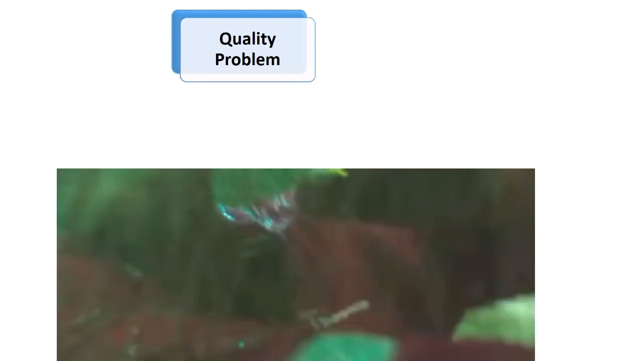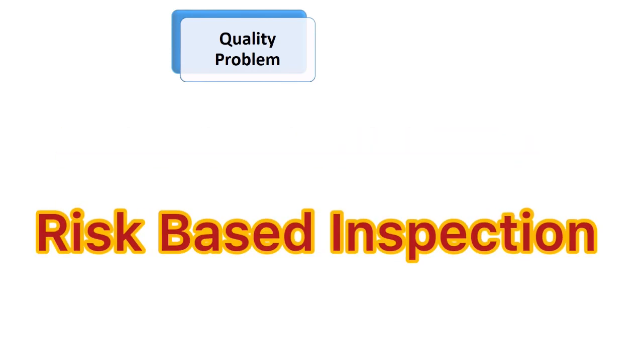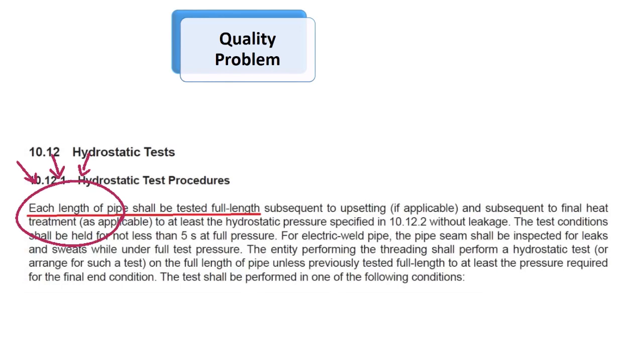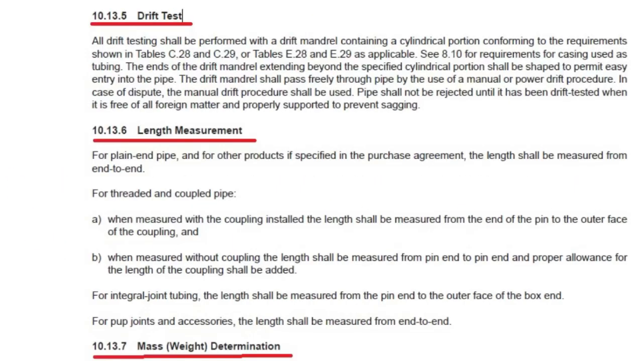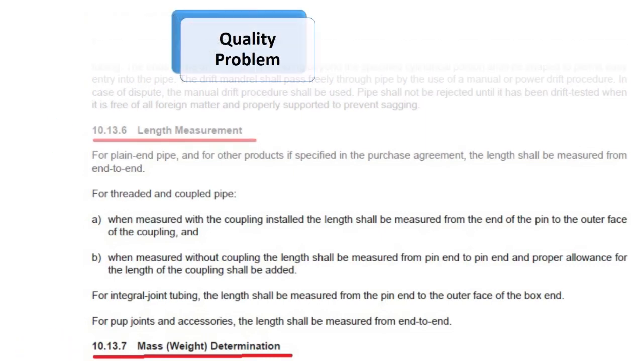So these standards, applying the risk-based inspection concept, mandate, for example, 100% hydrotesting of our pipes, which is a proof test, 100% ultrasonic, which is an NDT test, and 100% drift test, apart from other 100% inspections like weight and length measurements, etc., etc.